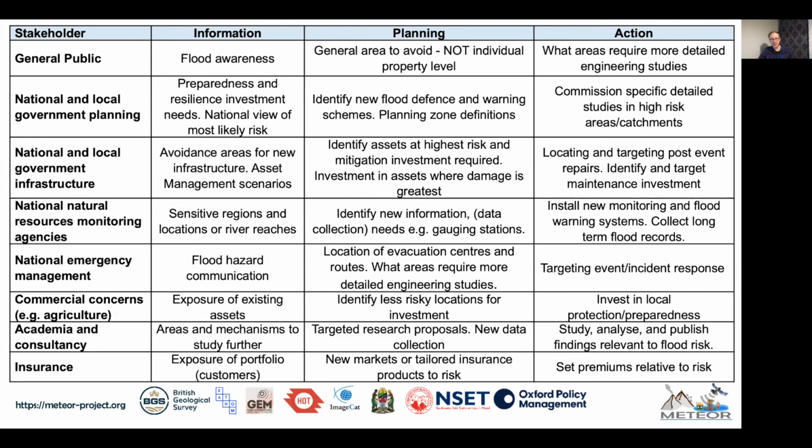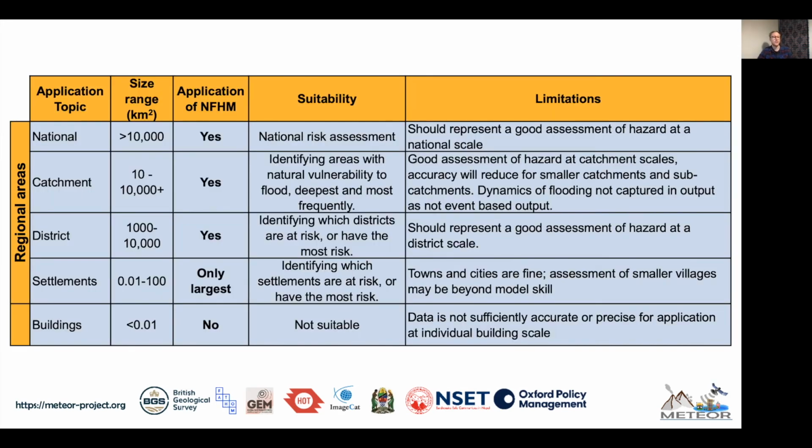However, it has limitations when you start to reduce the scale at which you're trying to apply the information, and it's clearly not appropriate to apply this information for individual property level decisions. Another way to frame this is to consider application scale. If we start at the national scale, the data is clearly appropriate and suitable to generate a national scale hazard assessment. If you're looking to determine which catchments are risky or the relative level of risk between catchments, the data should also be able to provide a good assessment of this in all but the very smallest of catchments.